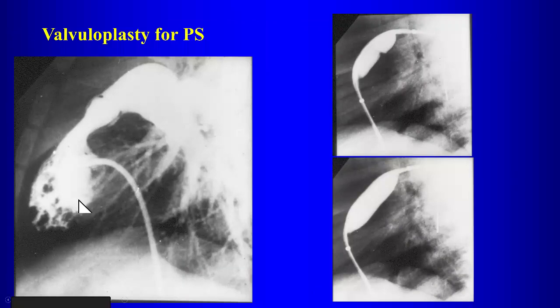Congenital pulmonic stenosis can be treated with valvuloplasty, so you put a balloon in there and dilate up that area of pulmonic valvular stenosis.